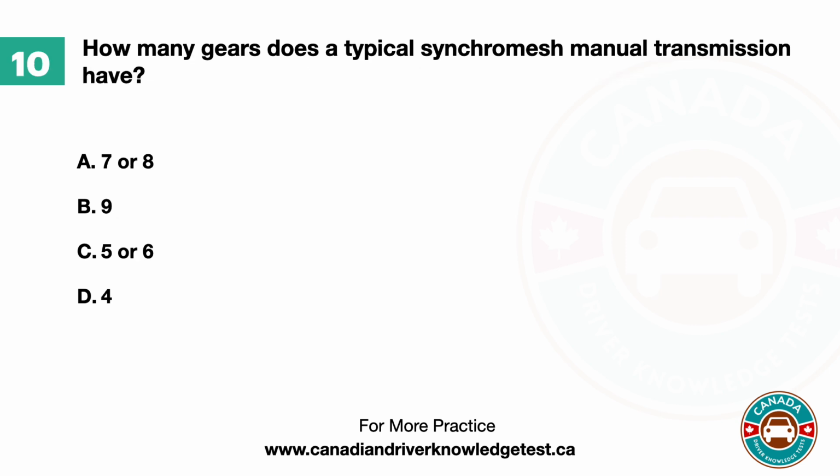Question 10. How many gears does a typical synchromesh manual transmission have? A. 7 or 8. B. 9. C. 5 or 6. D. 4. The answer is C. 5 or 6.